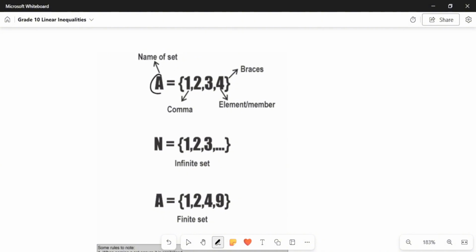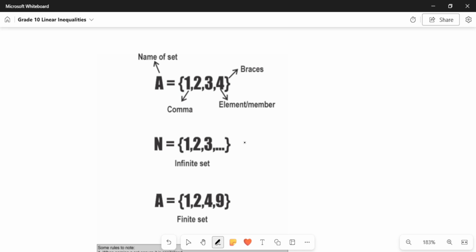Here's a set. This is the name of the set. These are what we call the elements. These are the braces that we talked about, the comma, and yeah, elements, or we can call them members. Elements or members, same thing. An example of an infinite set, we'll put a comma and ellipsis here. An example of a finite set, we're saying that it ends, so we don't even have to put anything towards the end. We don't have to show continuation.